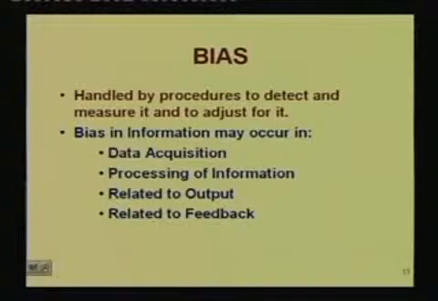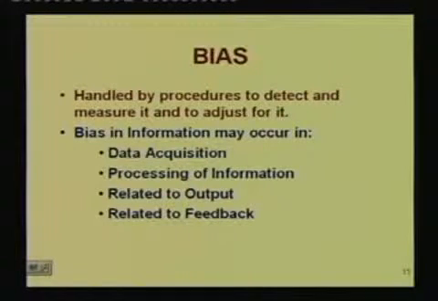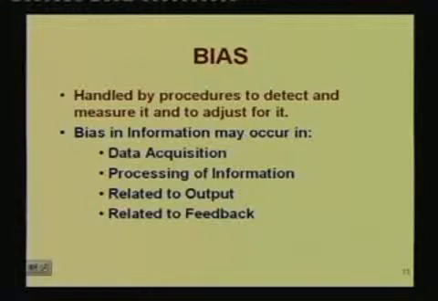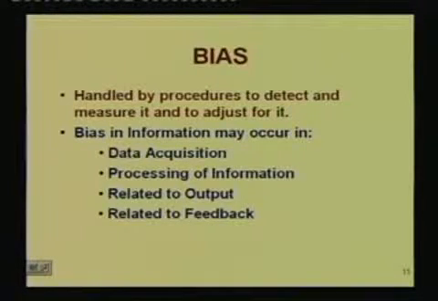Now comes the bias. Biases are handled by procedures to detect and measure the bias and make suitable adjustments. In fact, there are various types of bias that can occur in information processing. It could be at the time of data acquisition, at the time of processing, related to output, or related to feedback. So we have different kinds of biases: data acquisition biases, processing of information biases, output related biases, and feedback related biases. Let us see what these different kinds of biases are.